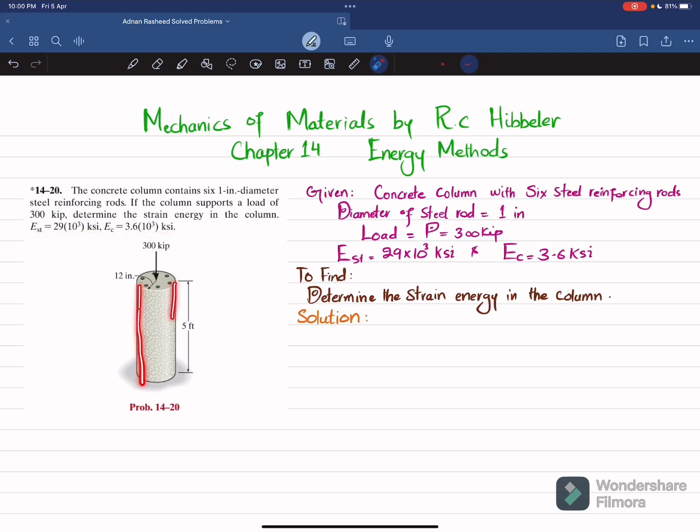So you can see this is the concrete column that consists of 6 this 1-inch steel rod, and the load that it supports is 300 kips. So you have to find the strain energy in this column. So let's start with the solution. So first step is that if you cut this column and draw the free body diagram. So let me draw it first.